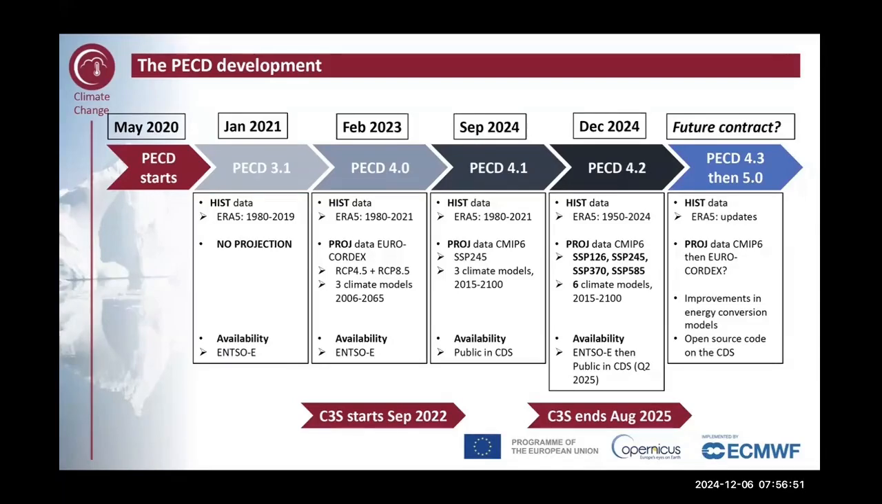In September 2024, we published the new version, which moved to climate data from the global models, CMIP6, still covering the European domain, but the models are global, with new scenarios, also called SSPs. In this case, we use SSP2-4.5, which is the mid-range, and three climate models covering the period 2015 to 2100. Availability now started to be through the public Climate Data Store of C3S.